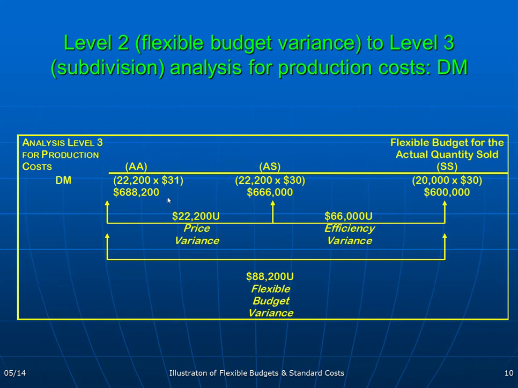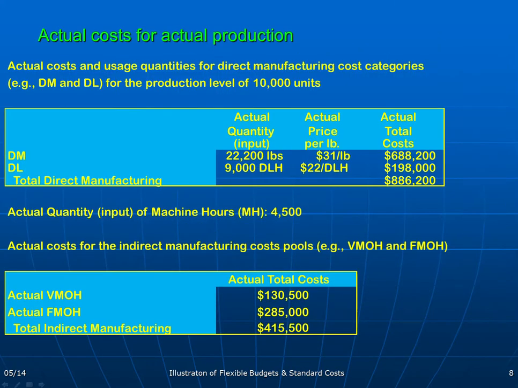Now, before we even get to this stage right here, if we go back and look at our input numbers, we can determine a priori what's going to happen with respect to a price variance and an efficiency variance. For example, if we use 22,200 pounds to make 10,000 units, what was our actual usage per unit? It was 2.22 pounds. What was our budgeted input quantity?